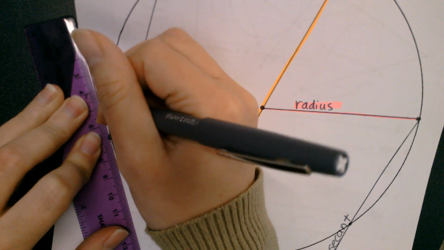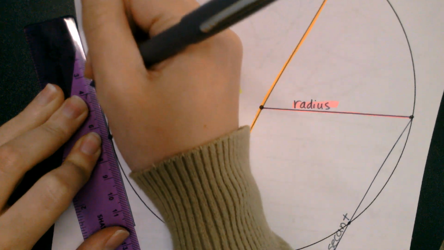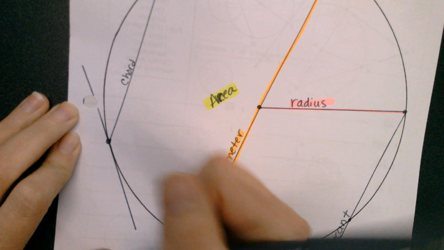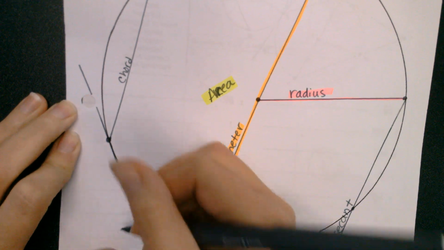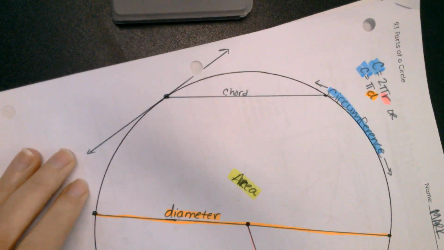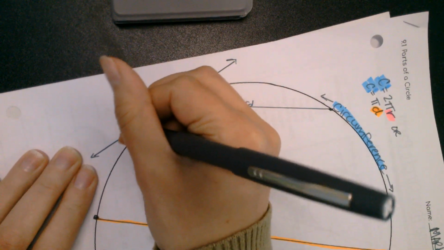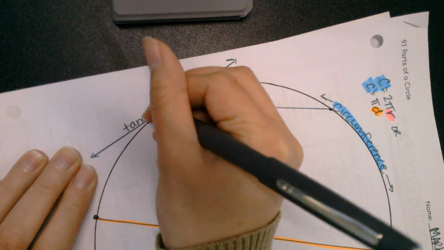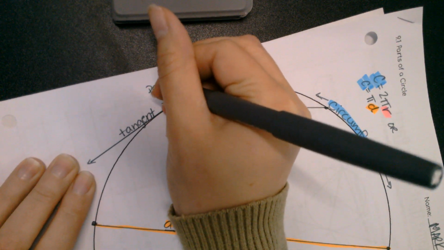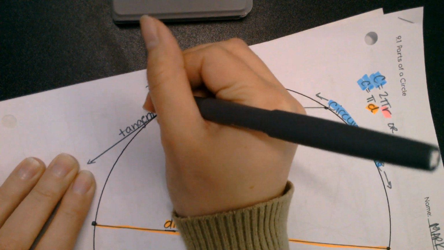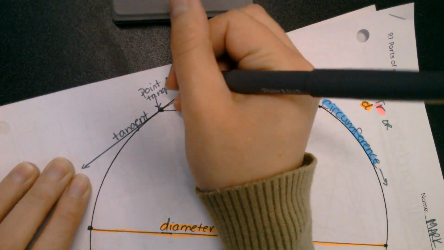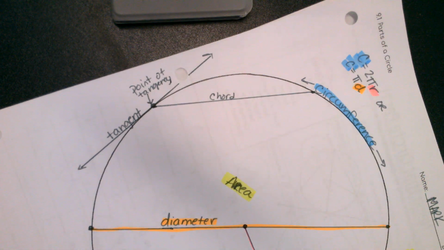So I have to watch for the hole punch. I went around it. Pretend that line goes all the way through. So this is the tangent touching my circle. And right there, that's the point of tangency. Point of tangency. Okay, cool.